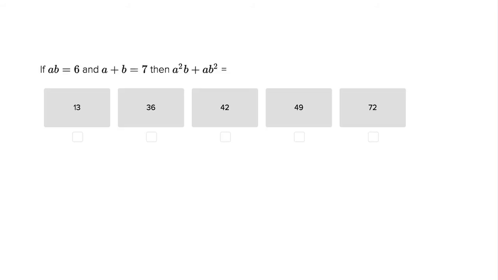This is Sophie Heller, and this is an SAT algebra question. So we're given a couple equations here. We're told that AB equals 6 and A plus B equals 7. These are pretty simple equations, but then we're asked to find some weird variables. We want to find out what A squared B plus AB squared equals.